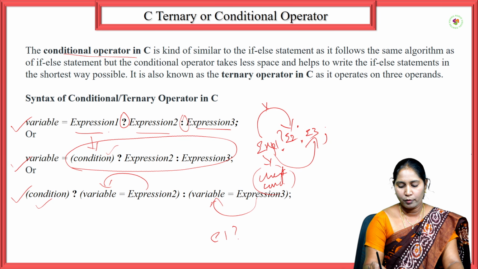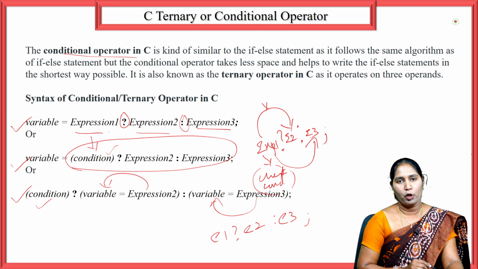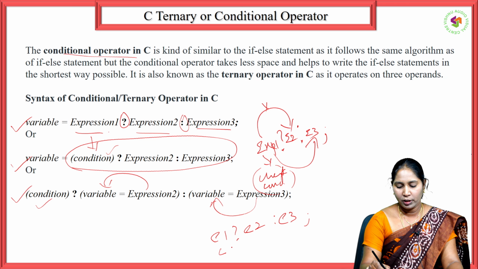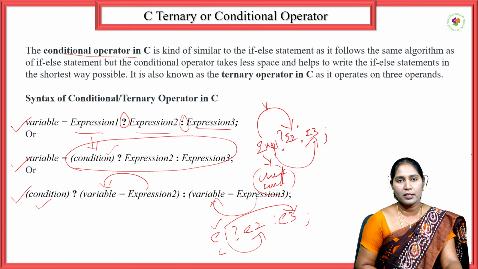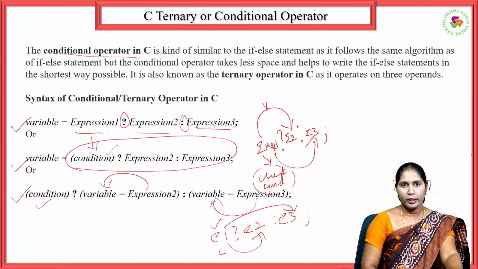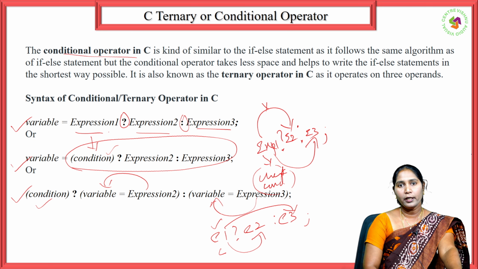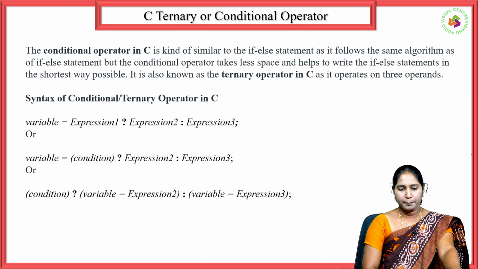Expression 1 ? expression 2 : expression 3; Okay, expression 1 is used for checking the condition. If the condition is satisfied, then it evaluates expression 2. If the condition is not satisfied, then it evaluates expression 3. Okay, this is the scenario we will be following for ternary operators.